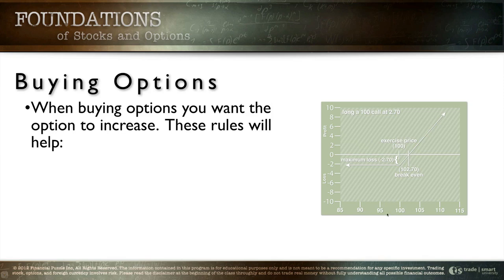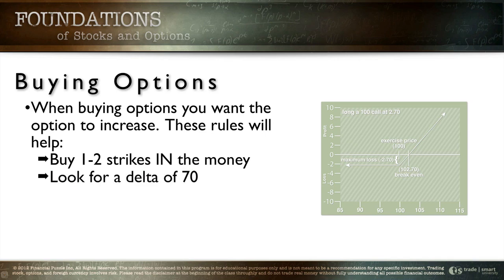These rules will help. And I promise you, if you follow these rules, it will make option trading so much simpler. Buy 1 or 2 strike prices in the money. You want to start in the money because if you start in the money, you have a better chance of ending in the money. And in the money is where you have real value. So start in the money, 1 or 2 strike prices. Look for a delta of 70. Now, if you go a little bit lower, that's okay because you understand that the delta will increase. But ideally, 70 is a good delta to start with.